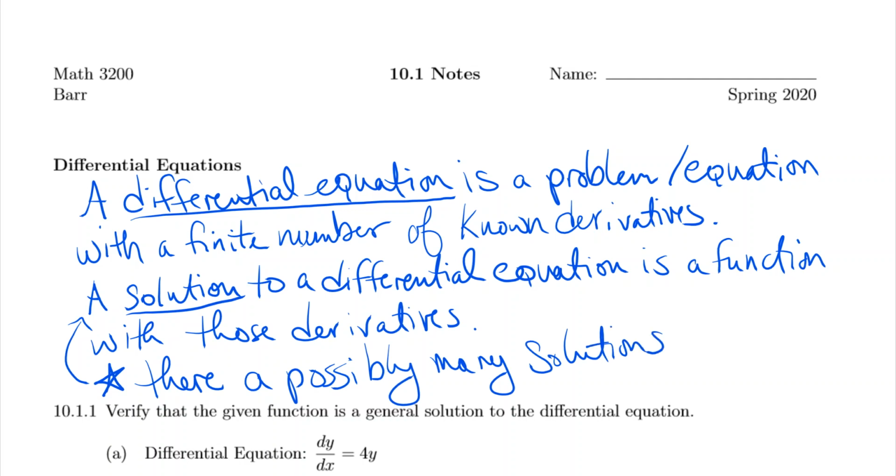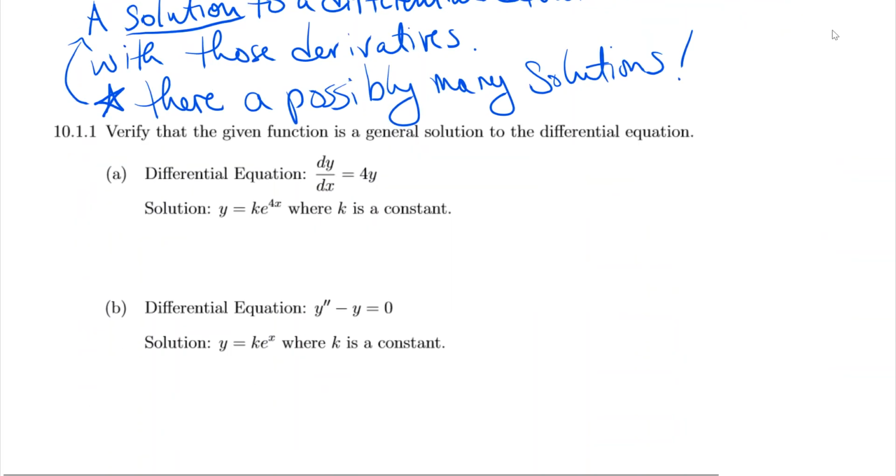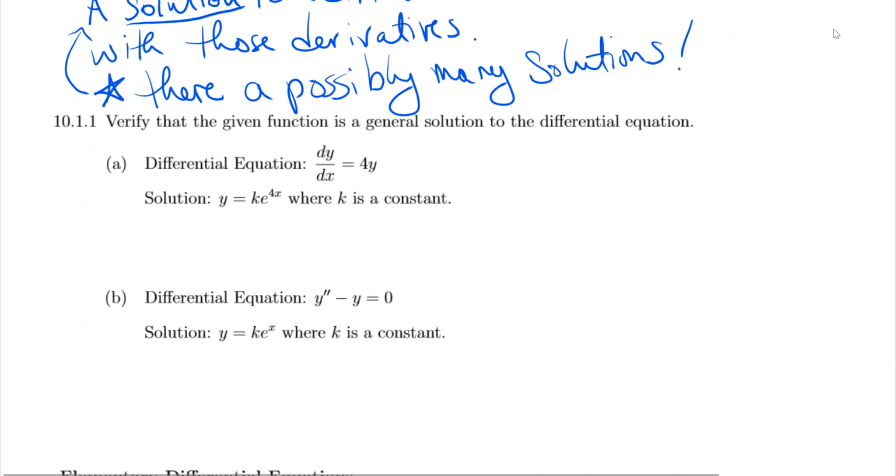Just when you thought it was safe to math, let's do some English. A solution, rather than the solution, which means there could be many. Anyway, let's do some examples to help you out with this. We're going to have a differential equation and a solution, and we're going to verify that the solution works.